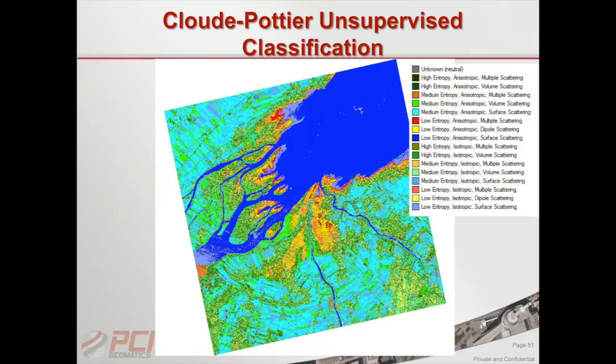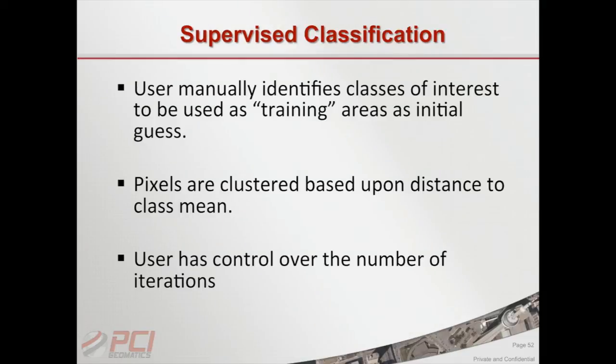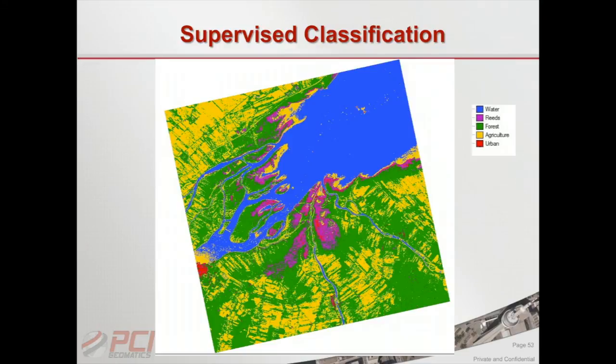Cloude-Pottier decomposition, same thing. You break it up into classes of entropy, anisotropy, and the alpha angle, and you break it up into these 16 different classes that are predefined. And again, you just get an image like that. And last but not least, you can provide your own supervised classification if you want to. Basically, if you know what the area is, you can identify the areas that you think you know, and the software will automatically find other pixels that look kind of the same as that.